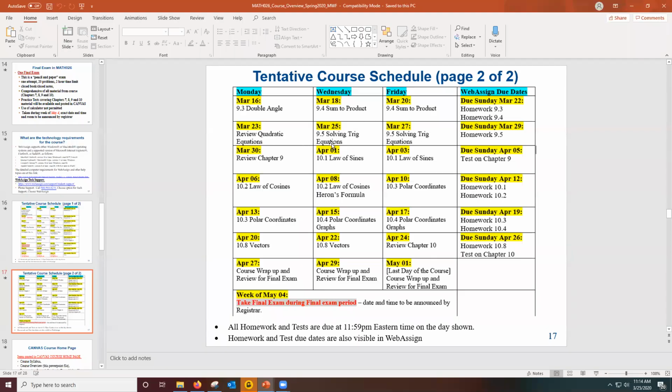We're going to start section 9.5. This is our last section in chapter 9. It's called solving trig equations. We won't finish this today; we'll finish it on Friday. So between today and Friday, we'll work through section 9.5. We'll try to do as many WebAssign examples as we can. And then notice on Sunday is the homework for section 9.5.